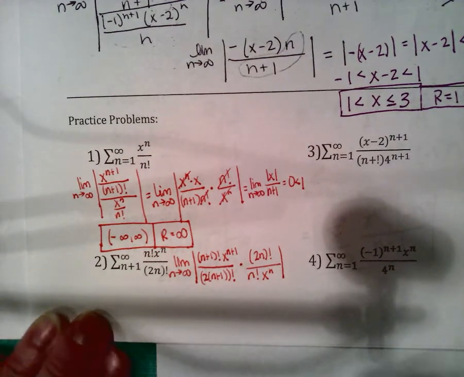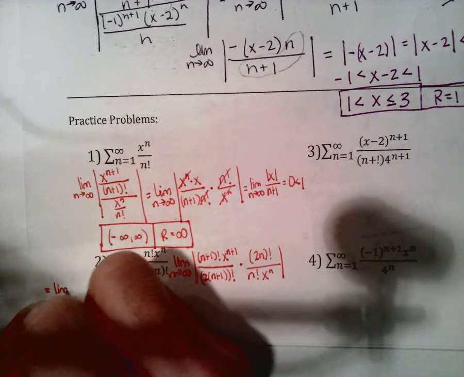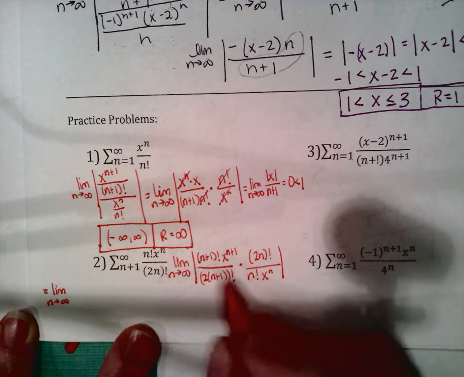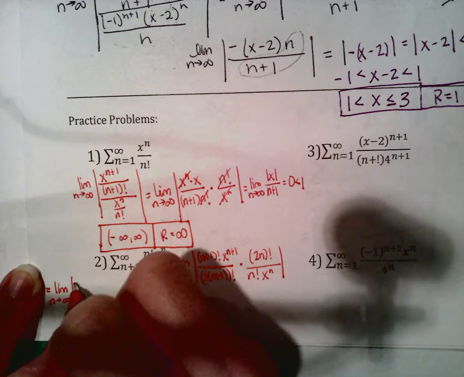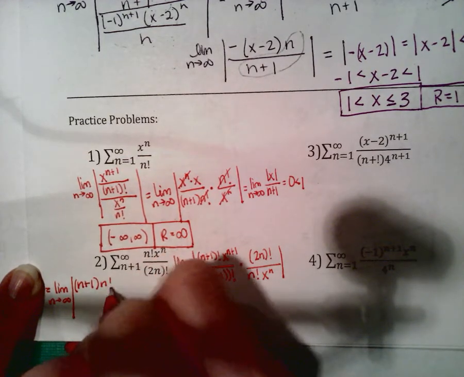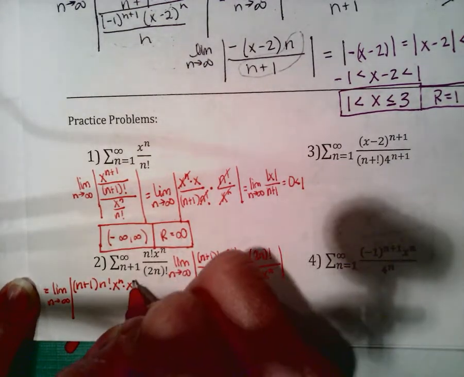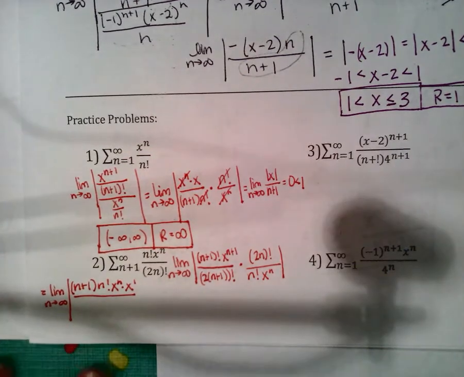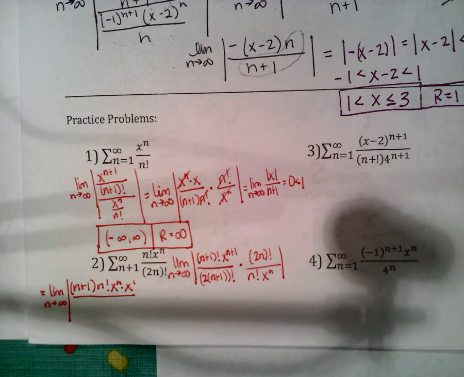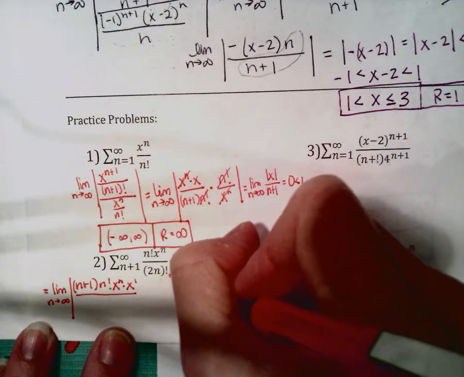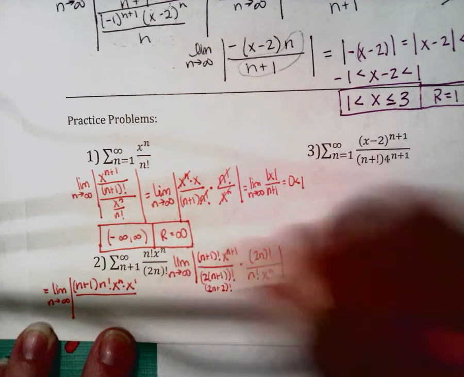Okay, so this equals the limit as n goes to infinity. Let's break this down a little bit. The absolute value of n plus 1 factorial, I'm going to write as n plus 1 times n factorial. And then x to the n times x, for the x to the n plus 1. It'd be like x to the first. Over, for this, 2 times n plus 1 factorial, we need to be a little bit careful. That would be the same thing as 2n plus 2 factorial. If you distribute the 2, that equals this.